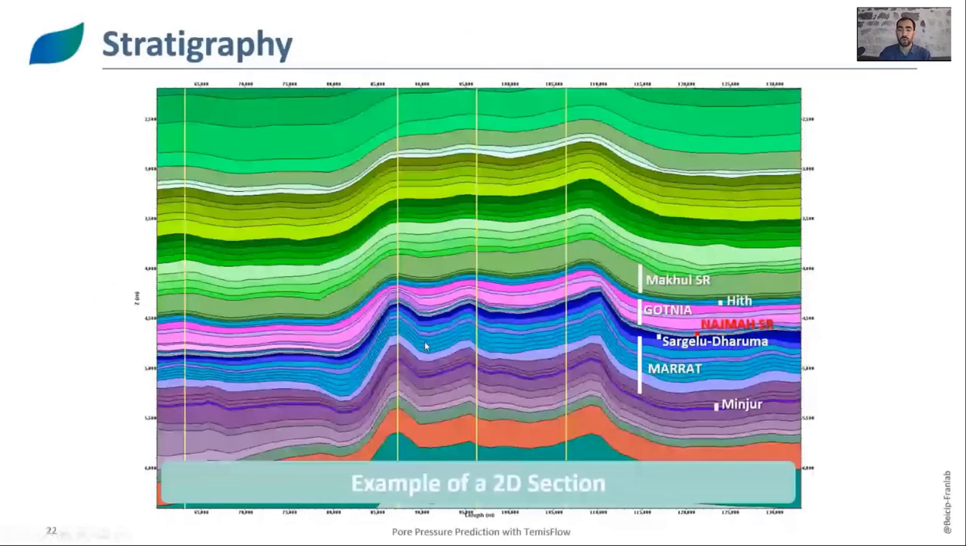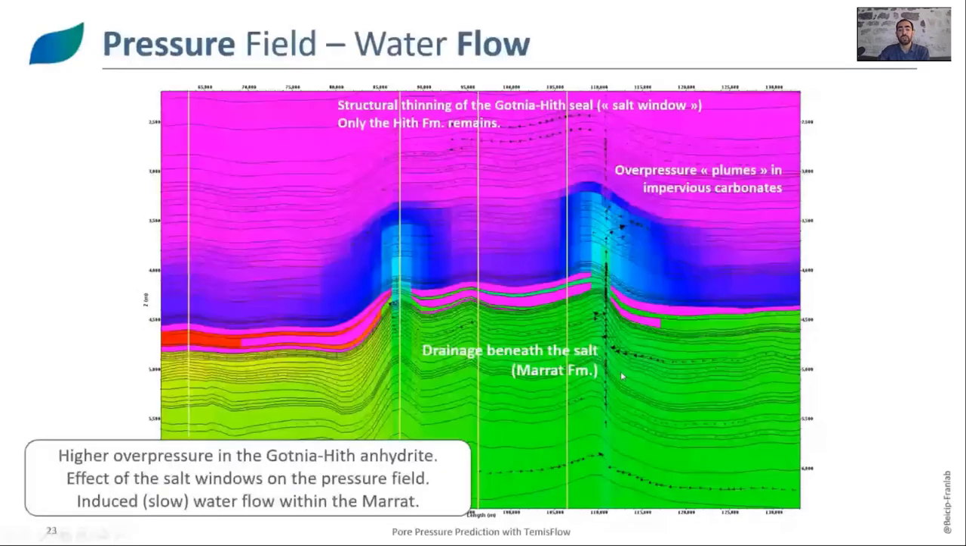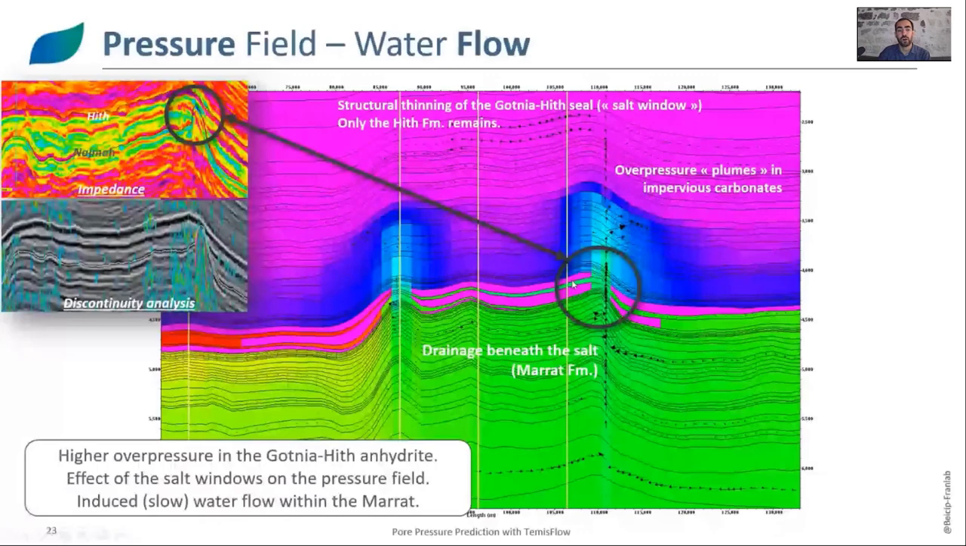Here is a 2D section to represent that, where we find the Godnia salt, the Najma source rock, the tight reservoir, another seal right here, and the Marat reservoir down here. This is the pressure field that results from the modeling. Here you see some strong overpressures underneath the salt, and you see some lateral water flows that converge to that upward water flow, and that creates this plume of pressure in the impervious carbonates above the salt. You see that gradient of pressure that is created laterally underneath the salt and upwards through the salt windows. That can actually be observed on seismic, where we see within the impedance a signature of the overpressure that can validate that result.